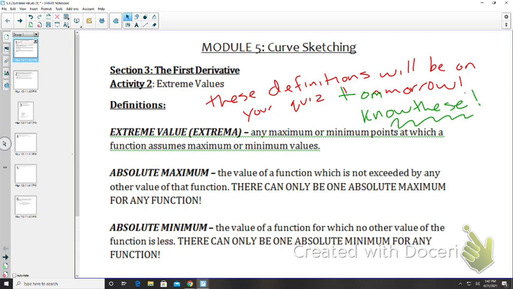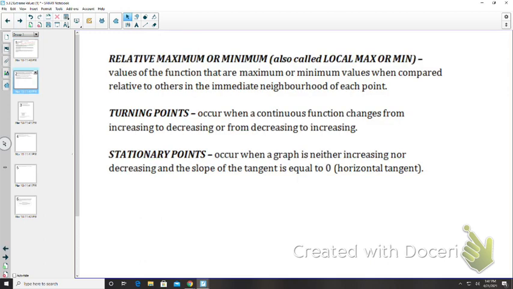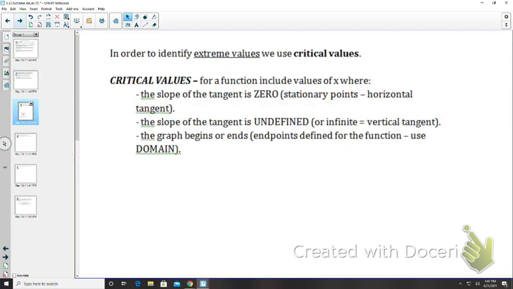Okay, so that's the first few definitions. In order to identify extreme values, we use critical values. These are values of x where the slope of the tangent is 0. We call these stationary points or a horizontal tangent. This is where y prime equals 0. That's what I mean by that: the derivative, the general slope of a curve, is equal to 0.